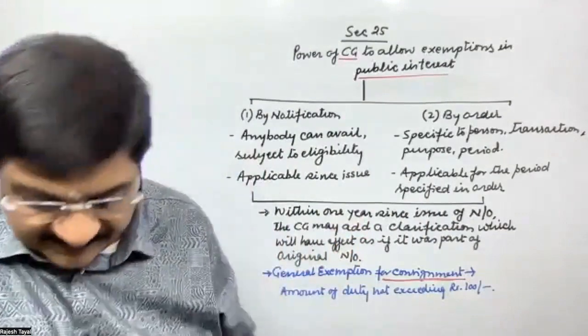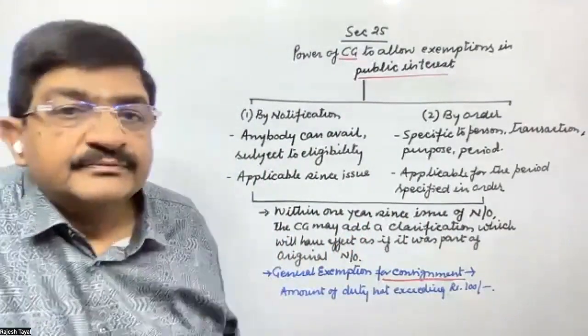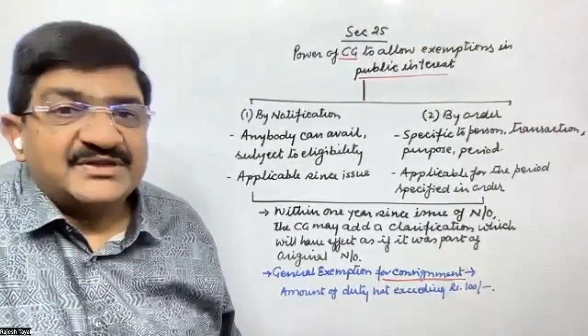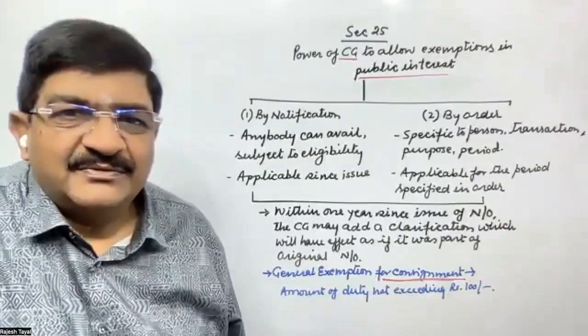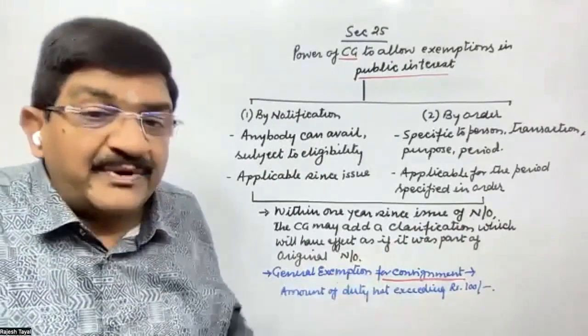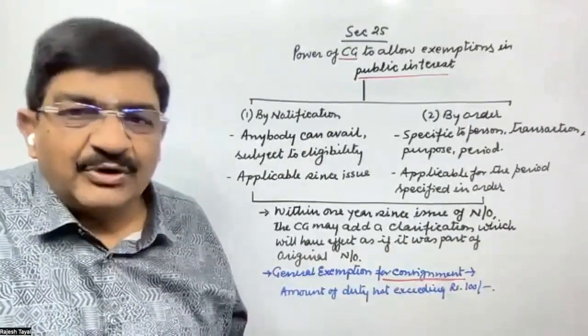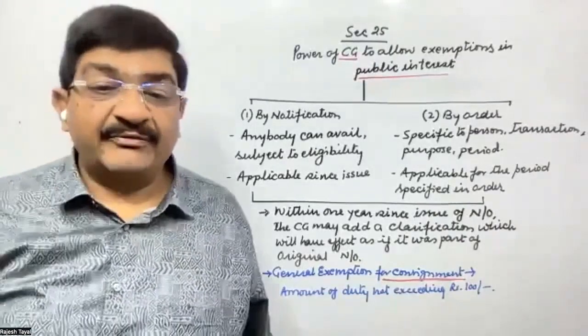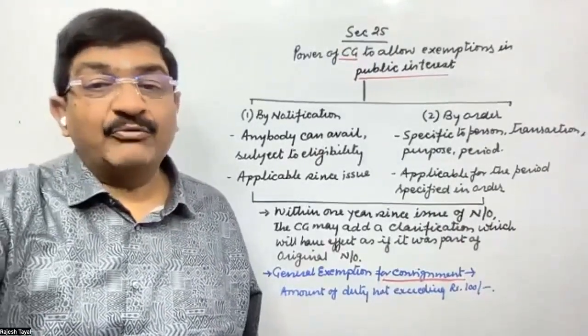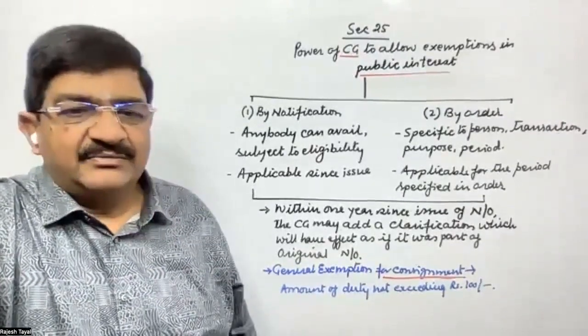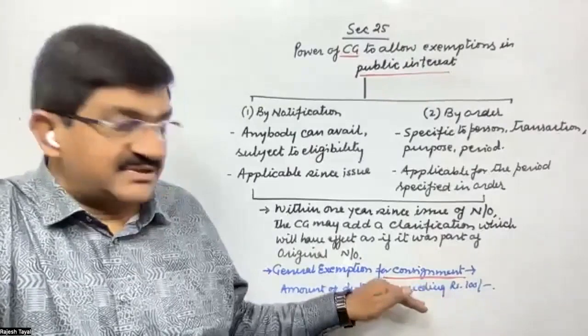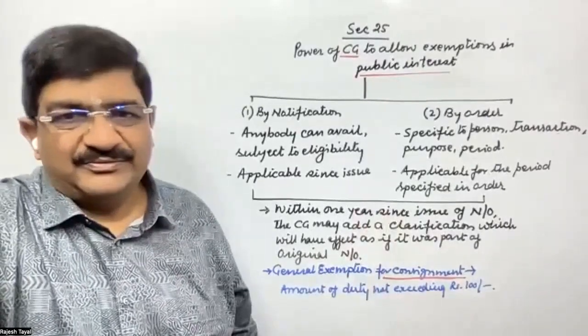What if the duty is exactly 100? Exemption is there. 101, no exemption. 99, exemption. Right. If I say below 100 rupees, naturally per bill of entry, right? But if you have more than one consignment in the bill of entry, then what? You will file a separate bill of entry. Actually, this is the shipment you are talking about.